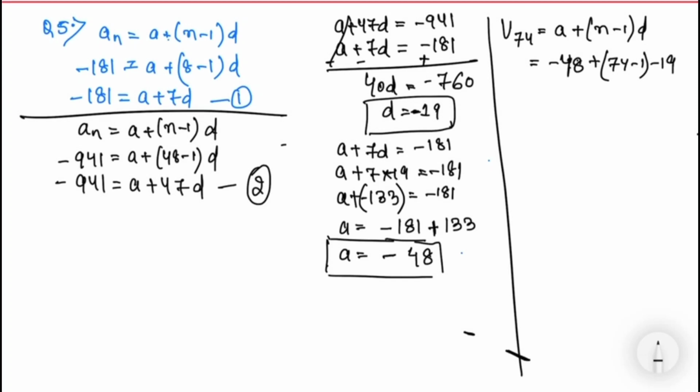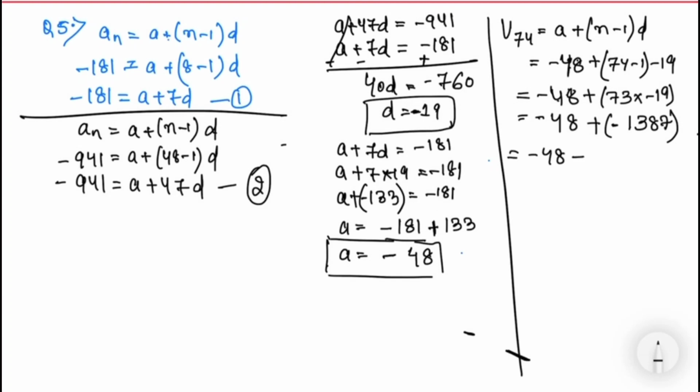So minus 48 plus 73 times minus 19 will be how much? 73 times minus 19 will be minus 1387. Okay, minus 48, plus minus will be minus 1387. So what we'll do, we'll add 48 into it, so it will be minus 1435. Okay, so this is your final answer for the 5th question.